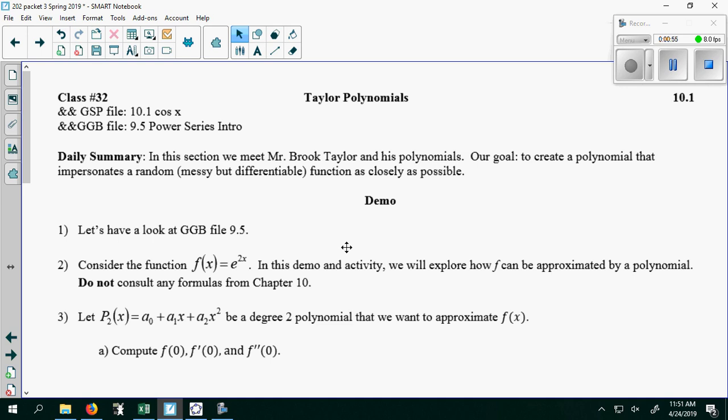So the whole idea today is that we're going to be able to create a polynomial, even if it has to be of the 49th degree, that impersonates a random, messy, but differentiable function as closely as possible. So I just showed you a polynomial that impersonates sine of x.